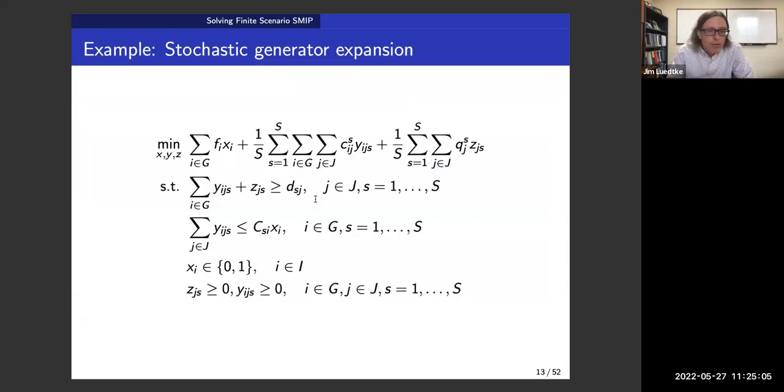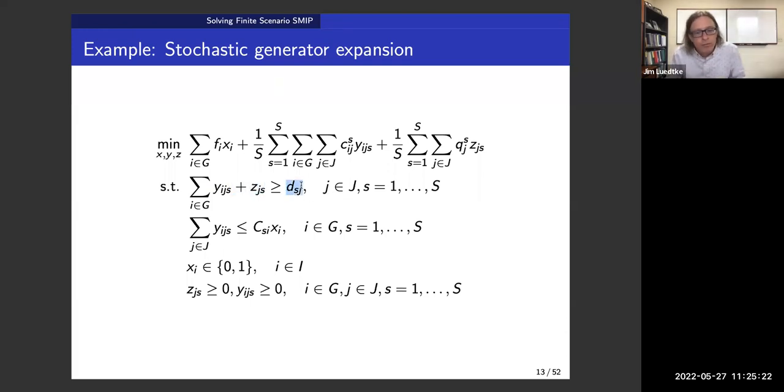And so, for example, in this generator expansion problem, this is what that would look like. Basically, what I've done is I just take all of my recourse constraints. All of the variables that are recourse variables now get this index S, saying that's what I would do if I'm in scenario S.